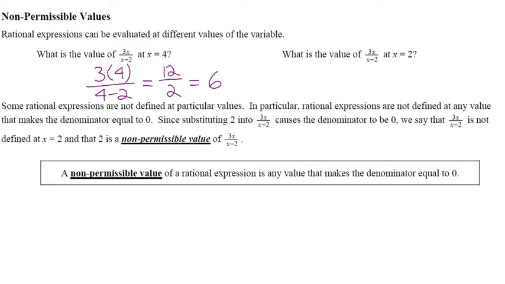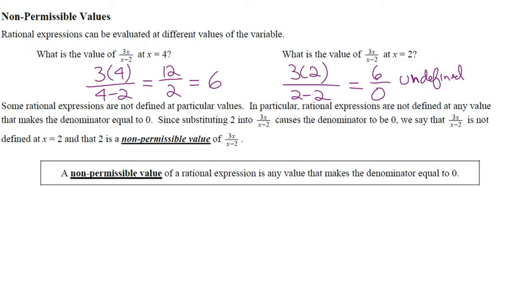What is the value of 3x over x minus 2 when x equals 2? We do the same thing. We substitute in a 2 everywhere we see an x. 3 times 2 is 6. 2 minus 2 is 0. That gives us 6 divided by 0. What's that equal to? 0? No. Undefined. We can do 0 divided by 6, and 0 divided by 6 is 0. But you cannot divide by 0. So division by 0 is undefined.